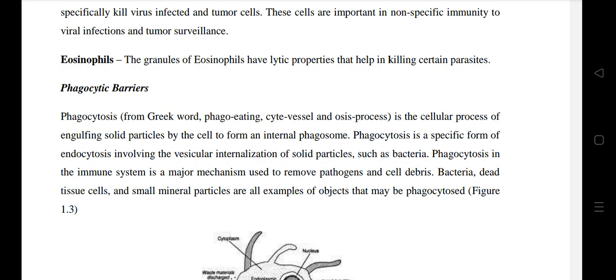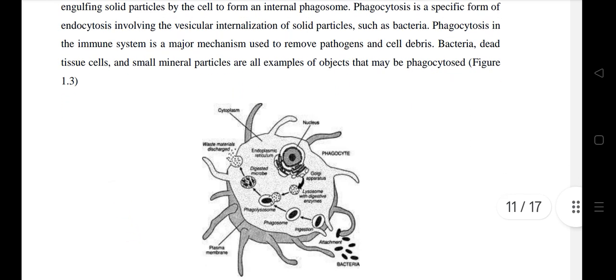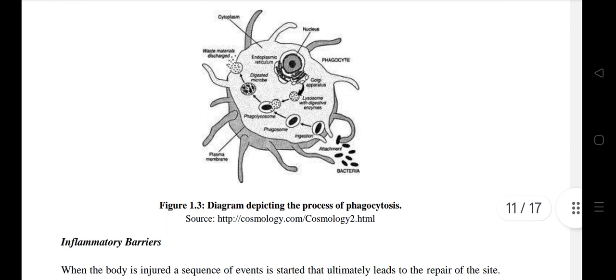Phagocytic barriers. Phagocytosis, from Greek word phago means eating, cyte means vessel, and osis means process, is the cellular process of engulfing solid particles by the cell to form an internal phagosome. Phagocytosis is a specific form of endocytosis involving the vesicular internalization of solid particles such as bacteria. So, phagocytosis in the immune system is a major mechanism used to remove pathogens and cell debris. Bacteria, dead tissue cells, and small mineral particles are all examples of objects that may be phagocytosed. It's a diagram which depicts the process of phagocytosis.